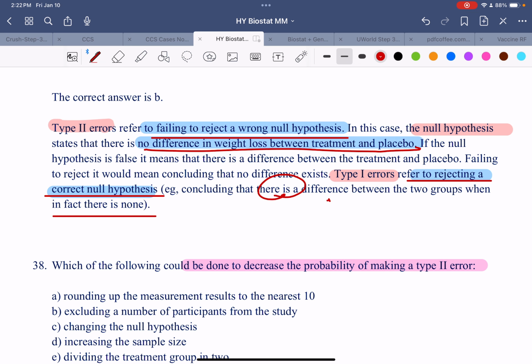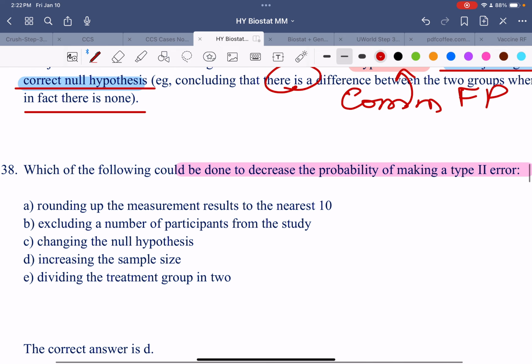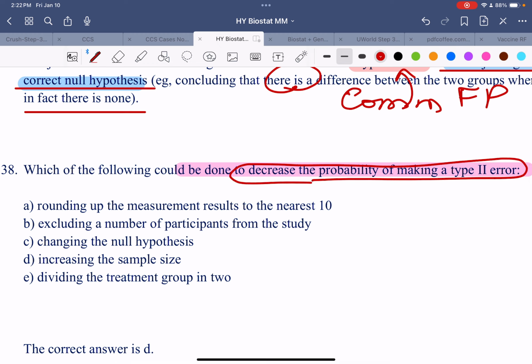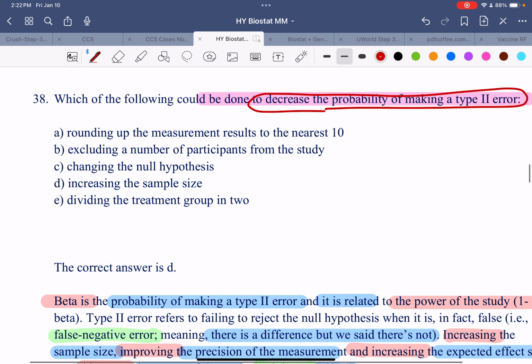So you did an error of commission, and commission, or false positive, is basically a type 1 error. Okay, which of the following can be done to decrease the probability of a type 2 error? Now, in order to know that, you must know what a type 2 error depends on. Type 2 error basically depends upon the sample size. The higher the sample size, the lower the probability of type 2 error. Therefore, the correct answer over here is D, right?